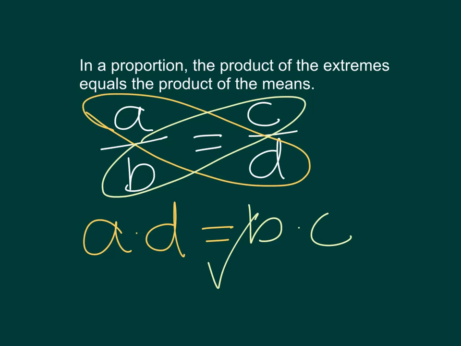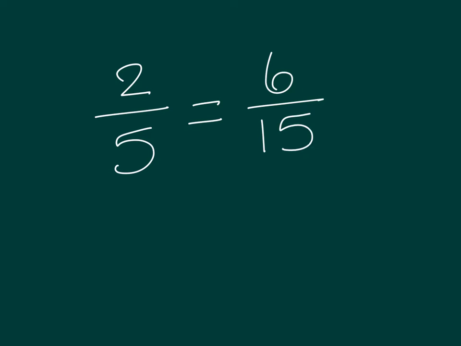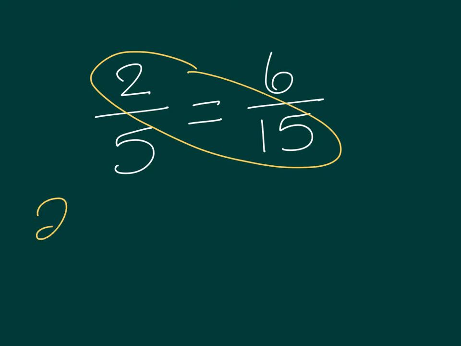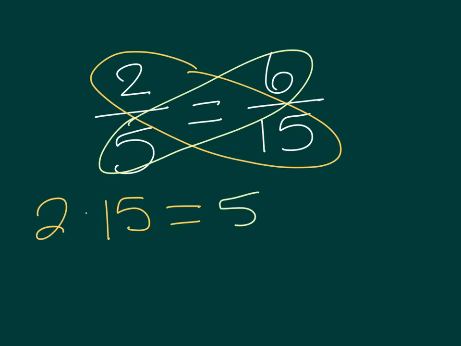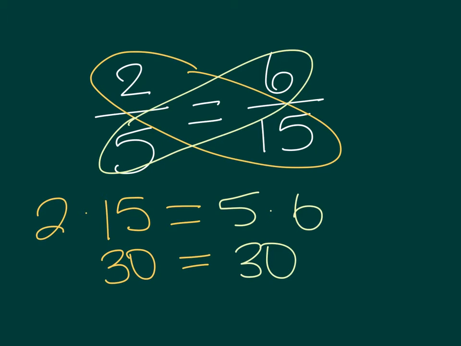So let's check one out where we do it in numbers. Let's say we're comparing the two ratios. Let's say we have the ratio 2 over 5, and that equals the ratio of 6 over 15. Let's test that. Let's take 2 times 15, and set that equal to 5 times 6. Well, 2 times 15 is 30, and 5 times 6 is also 30. So since that statement is true, this proportion is true.